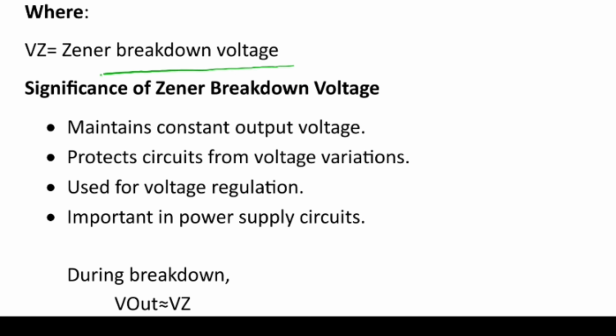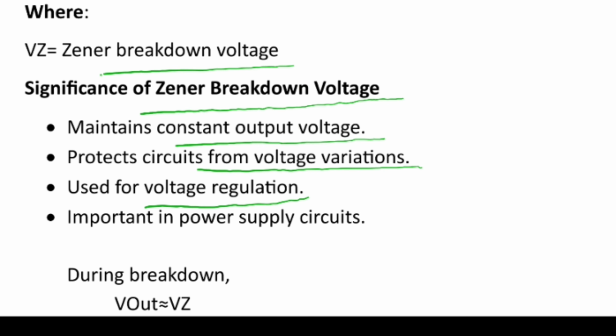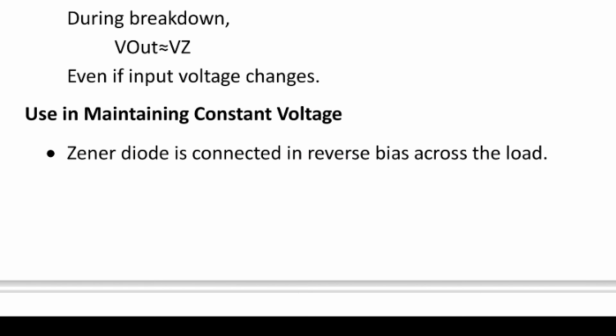Coming to the significance of the Zener breakdown voltage, we maintain a constant output voltage to protect the circuit from voltage variations. It is used for voltage regulation and is important for power supply circuits. So from the definition of breakdown, you will get output voltage equal to VZ, even when the input voltage changes. So it is used for maintaining constant voltage.